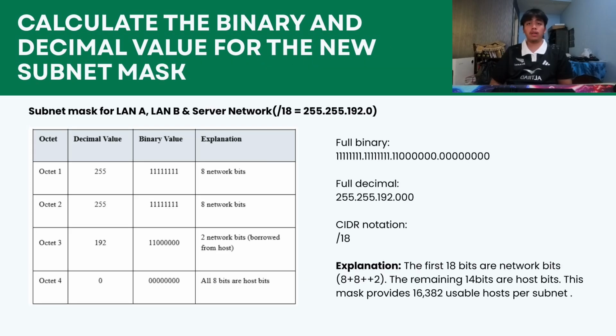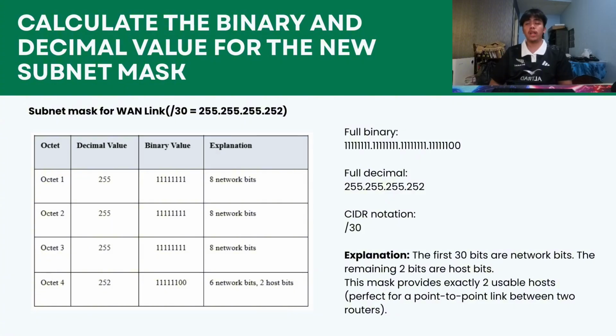And the subnet mask for LAN A, LAN B, and server network, which is the /18, equals 255.255.192.0. We have concluded the full binary, full decimal, and also CIDR notation. And for the next one is the subnet mask for one link, which is the /30, equals 255.255.255.252. We have concluded the full binary and also the full decimal and CIDR notation, which is /30.